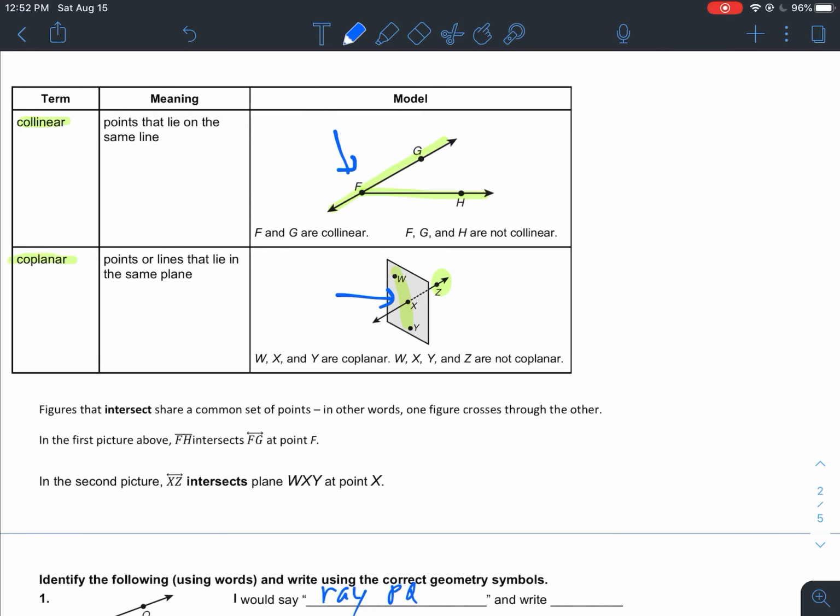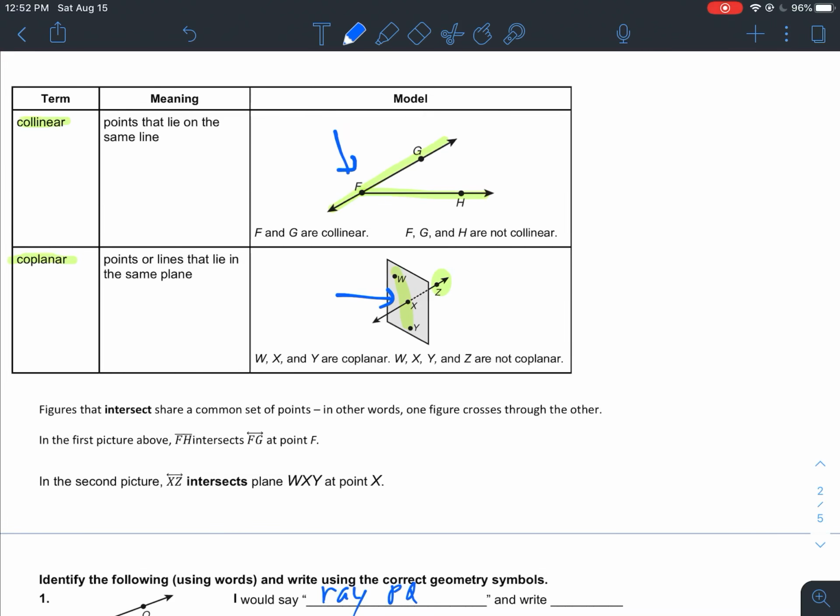All right, so a couple more problems that we'll take a look at here together. The first one, that's a ray. So I would say out loud, ray PQ, and I would write PQ with a ray hat on top of it. Number 2, the arrow's just pointing at T. So I would say that's endpoint T, and I would just write T. Number 3, it's a line. You can tell it's a line because it goes on in both directions. So I would say line MN and write MN with a line hat on top of it. Now, could I write NM? Yes, you sure can.